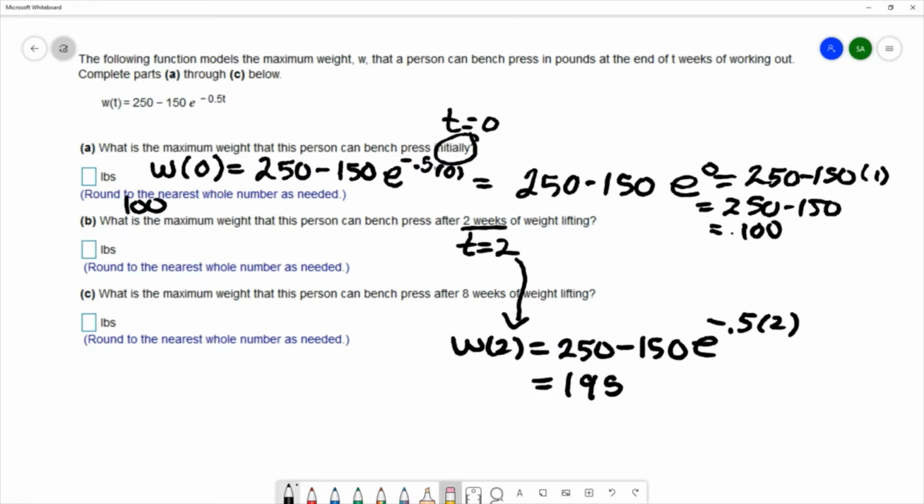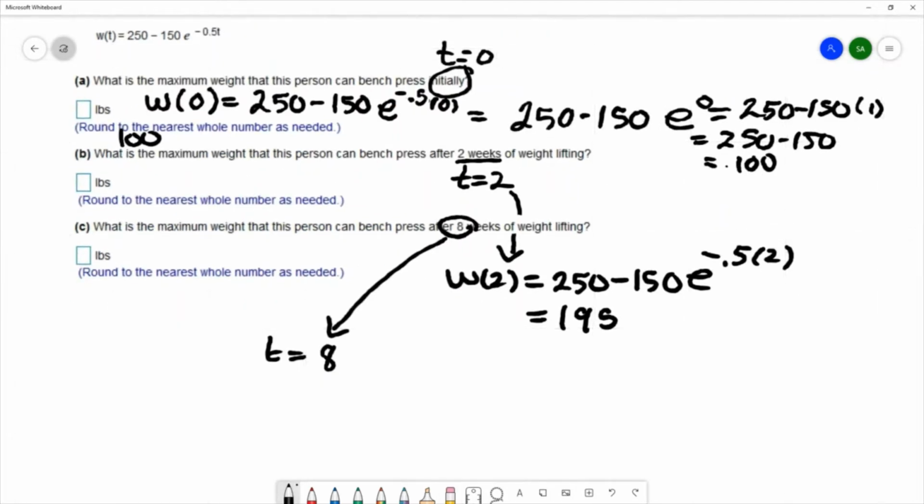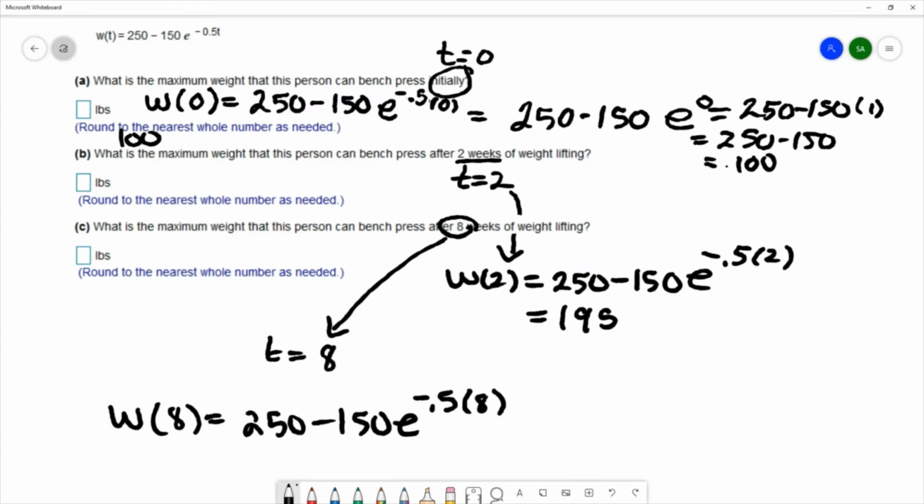In the next part, what is the maximum weight this person can bench press after 8 weeks? So after 8 weeks, that means t equals 8. And we'll substitute that into our function: 250 minus 150 e to the negative 0.5 times 8. And we'll type this in our calculator.